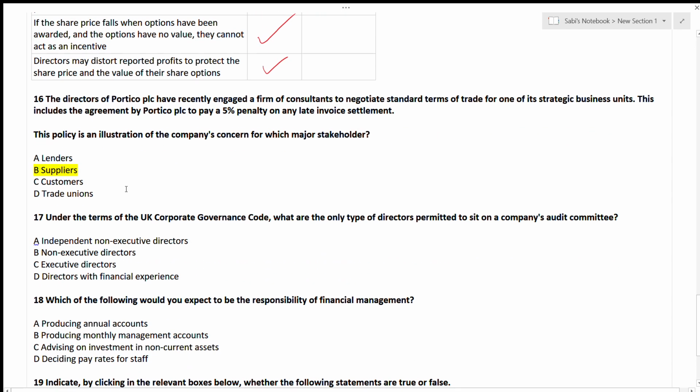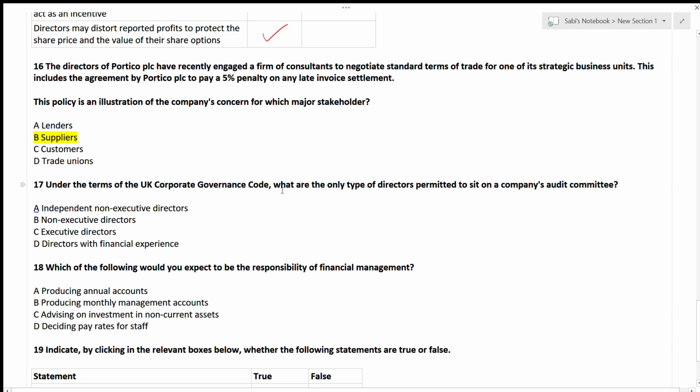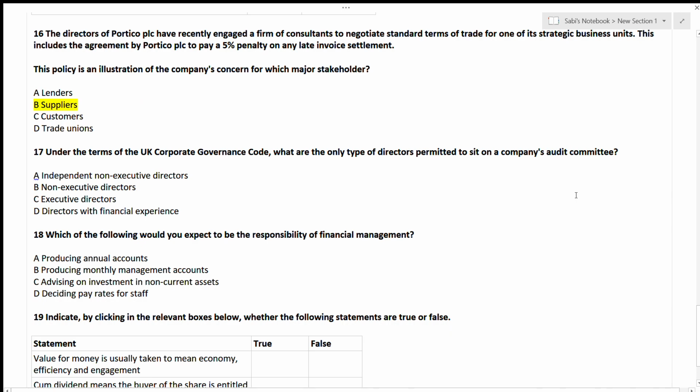17. Under the terms of the UK Corporate Governance Code, what are the only types of directors permitted to sit on a company's audit board? Independent non-executive directors, executive directors with financial experience. So it is independent non-executive directors, right?